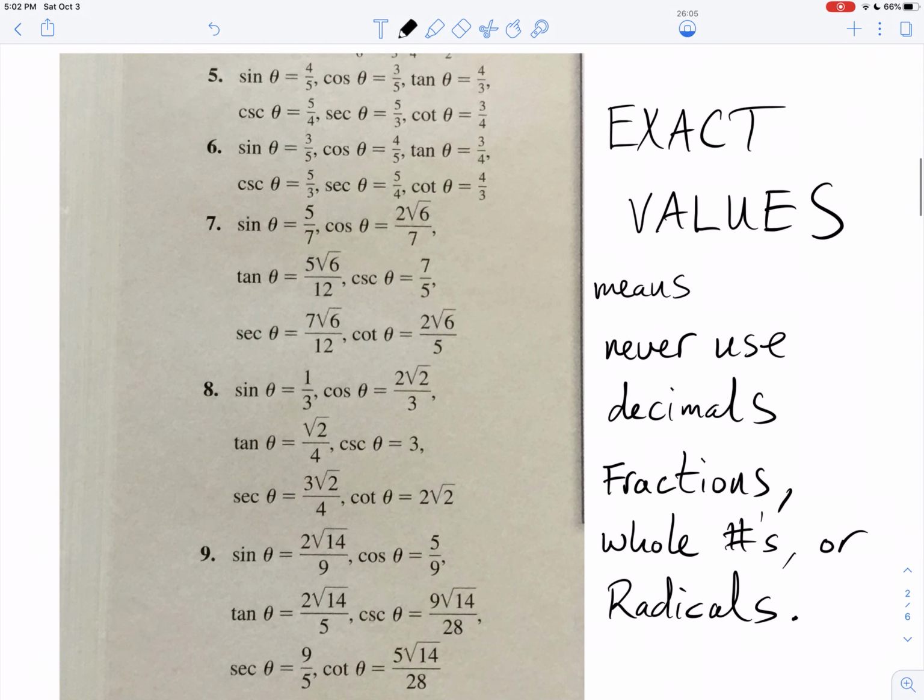Here are my answers. Exact values, just to remind you, means never use decimals. Your answers could be fractions, they could be whole numbers, or radicals. And if you look at the answers right there, you will see none of them are decimals.